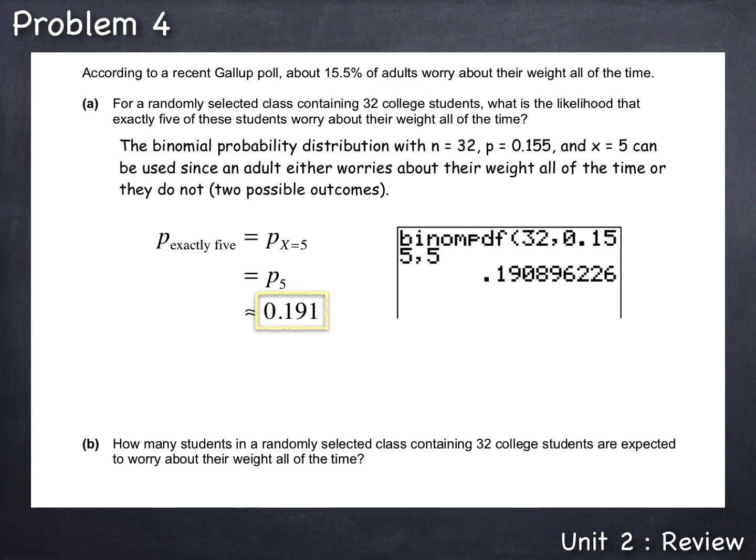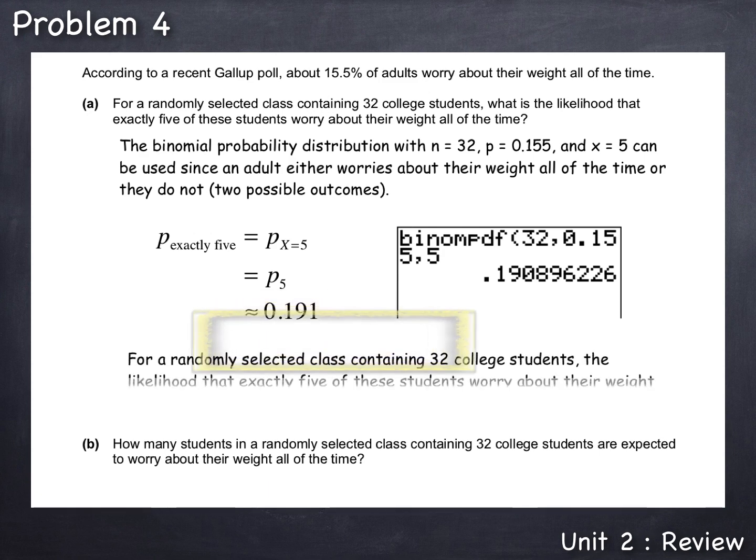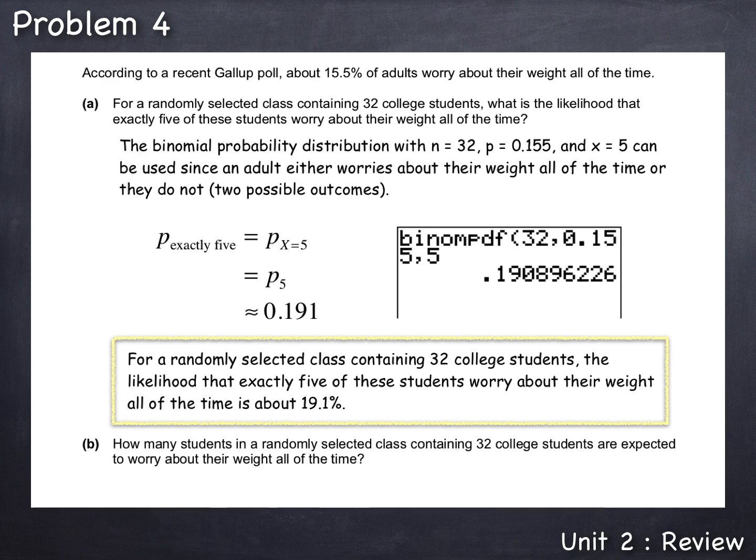So now we could give our answer to part A. For a randomly selected class containing 32 college students, the likelihood that exactly 5 of these students worry about their weight all of the time is about 19.1%.